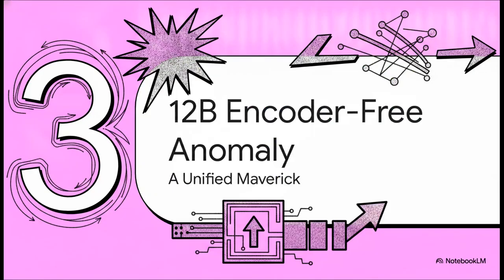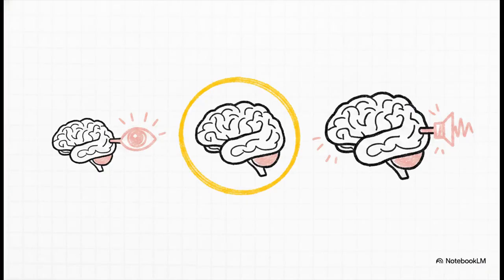Which brings us to Section 3, the 12B encoder-free anomaly, or as I like to call it, a unified maverick. Now, the 12 billion parameter model acts as the absolute maverick of the Gemma 4 family. It's so interesting. If you look at the technical specs across the board, Google upgraded the vision and audio encoders for all the other model sizes. The 2.3B, the massive 31B, they all get these shiny new dedicated encoders to process sights and sounds. Well, all of them except for one, the 12B.